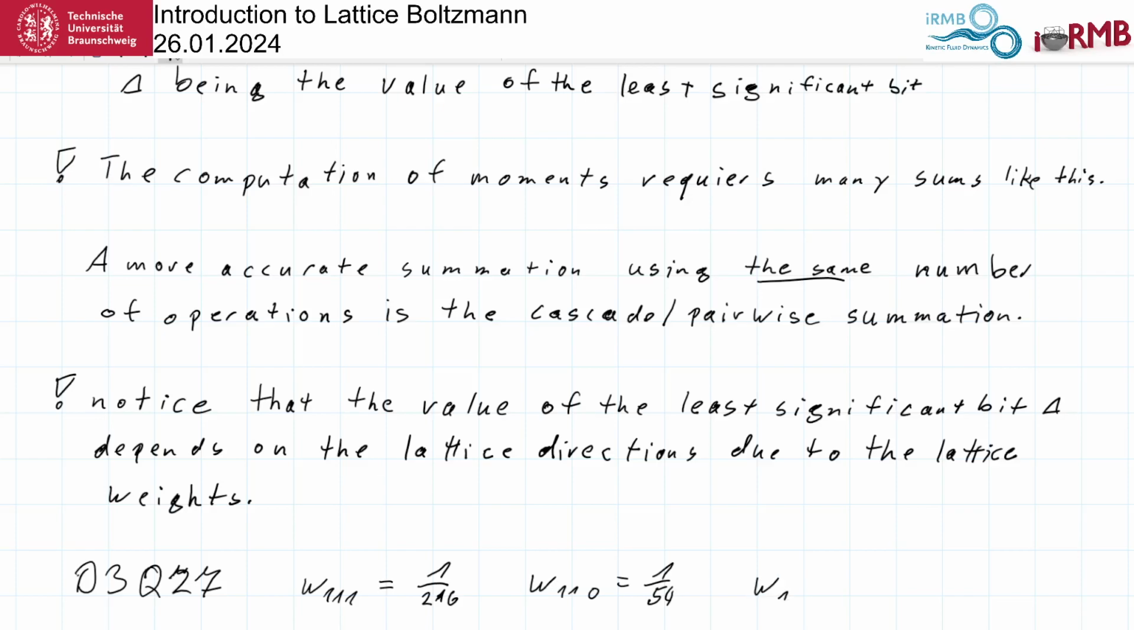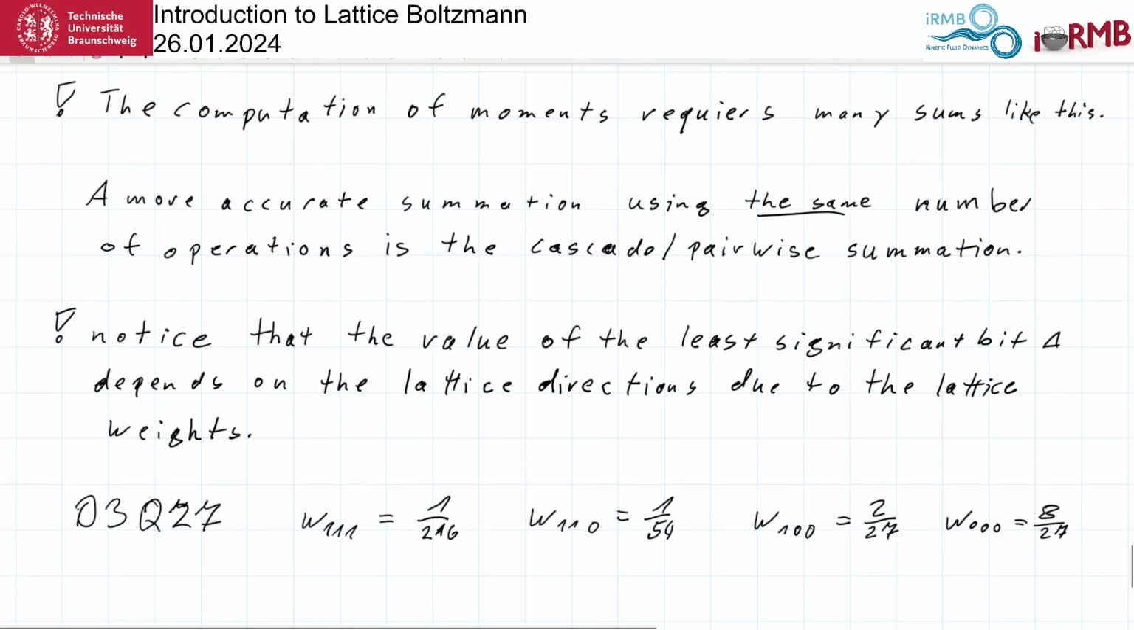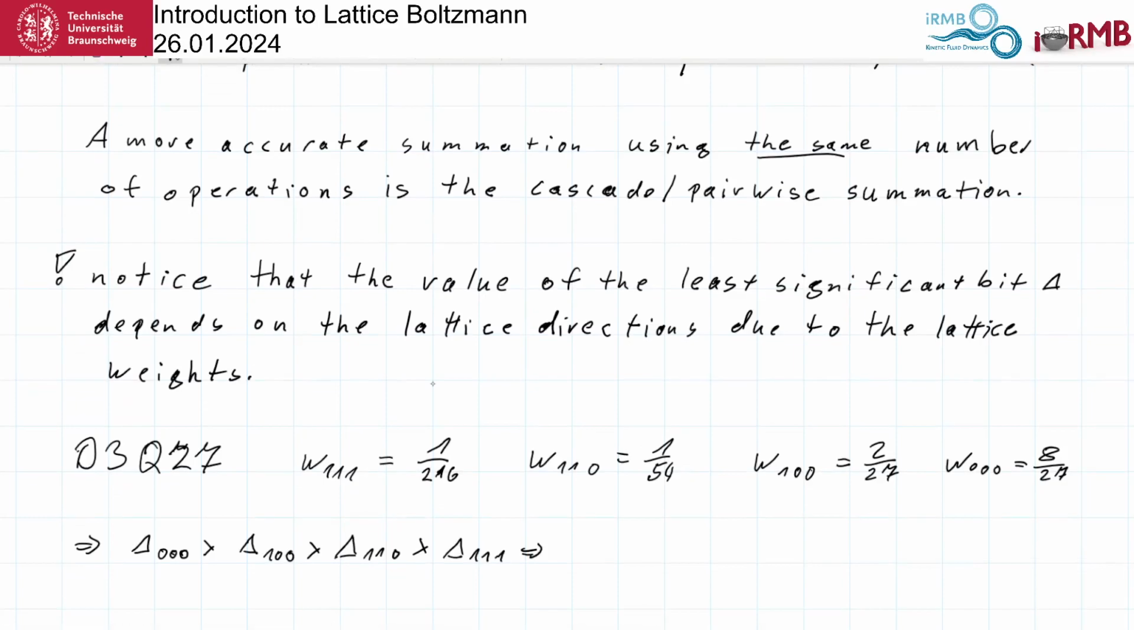And this here, W10 is 2 by 27. And then we also have the one that is 8 by 27. So, which means there are different guys. So this would be larger than that one, and that one, and that one. So, so to speak, we have separate classes of directions.